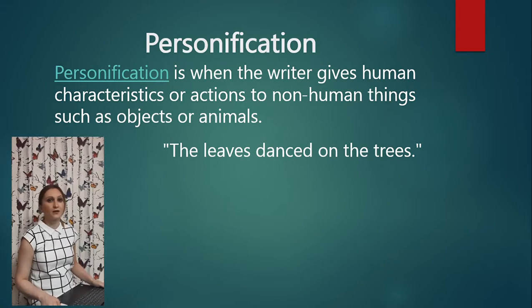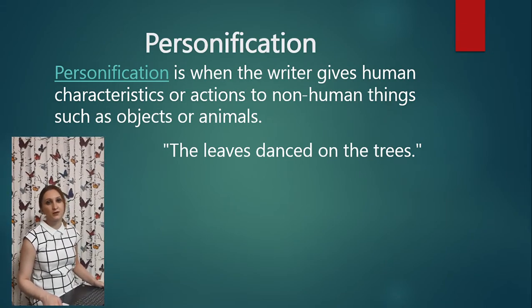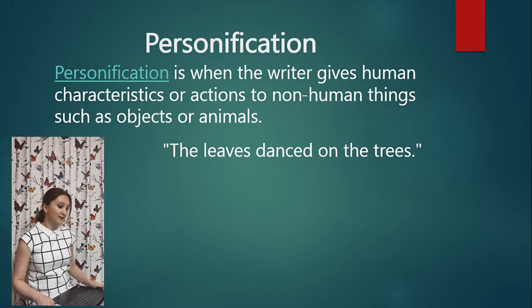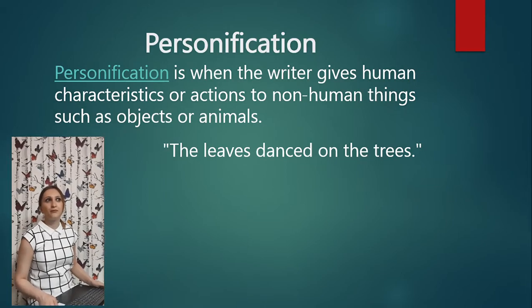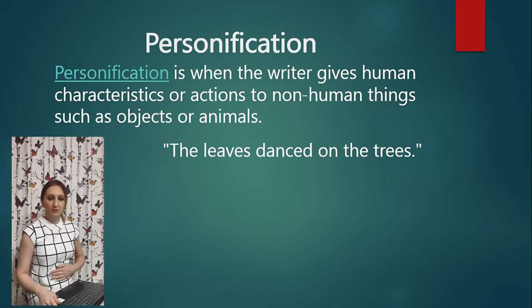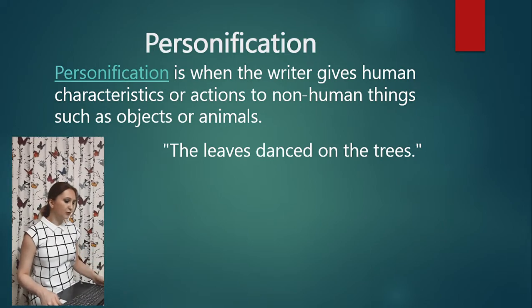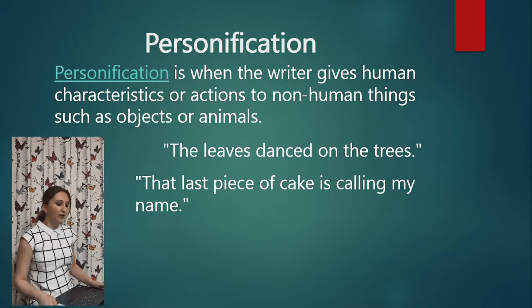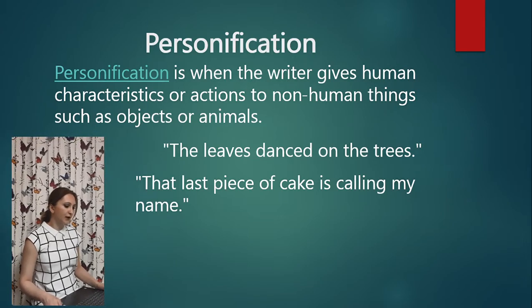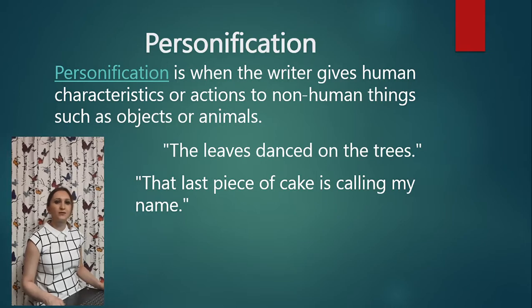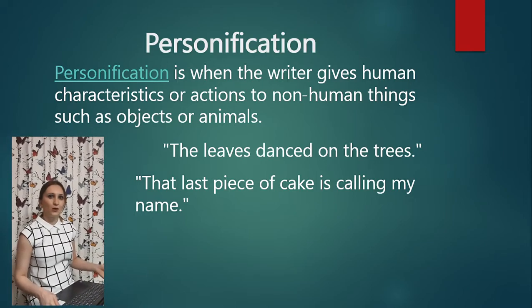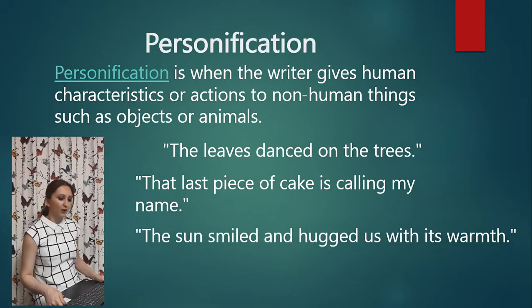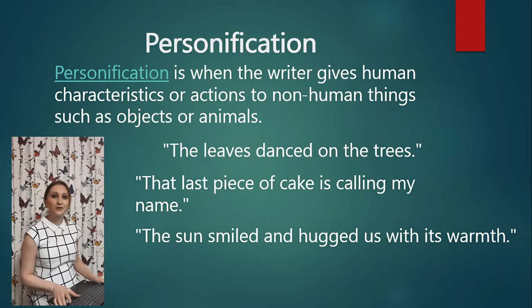Of course, the leaves are not dancing. This is just the writer's imagination and figurative language, where he expresses it like a dance. Dance is a quality that belongs to people or a person, and now it is moved to the leaves. Or, that last piece of cake is calling my name. Of course, the last piece of cake is not going to talk. Talking is a quality that belongs to people. The sun smiled and hugged us with its warmth. These are the examples of personification.